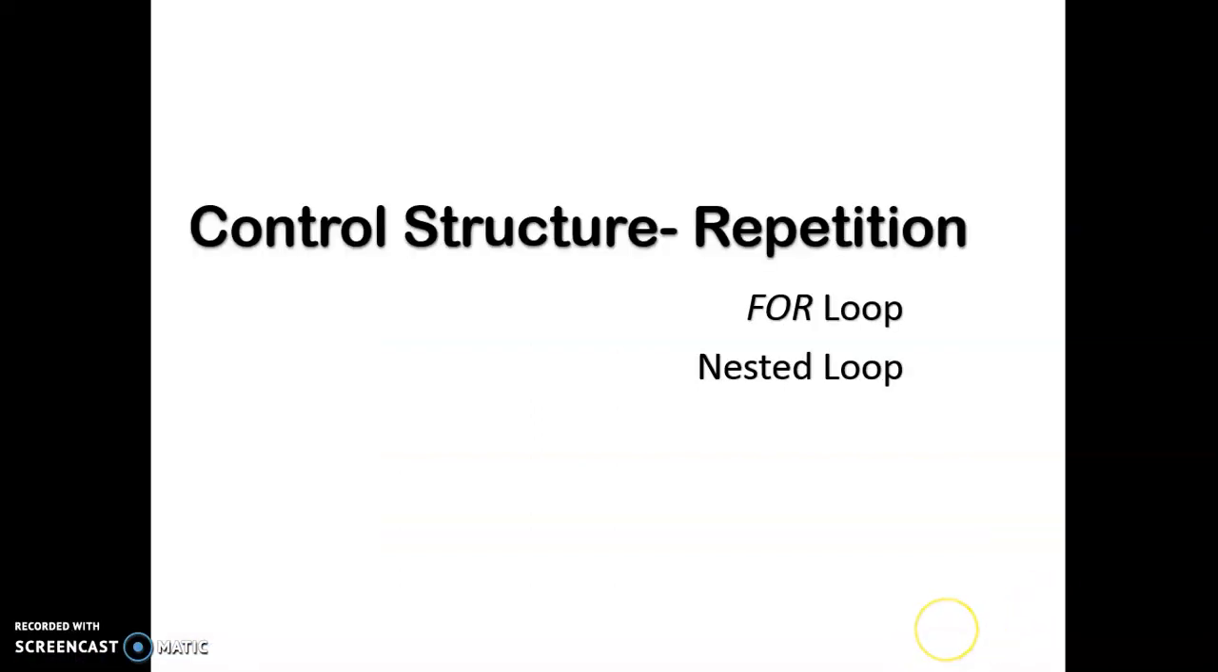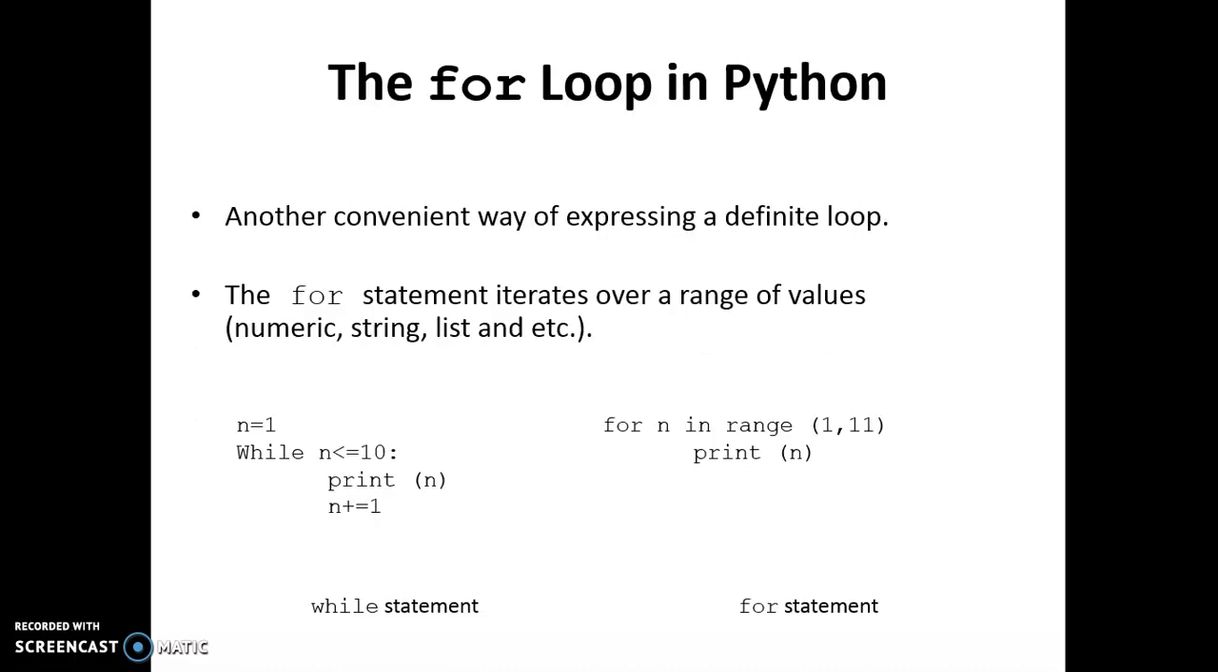Okay, so today in this video, I will explain repetition, which is the nested loop for the control structure. For loops in Python are another convenient way of expressing indefinite loops. The for statement iterates over a range of values, which can be numeric, string, list, and anything. So this is the while example.